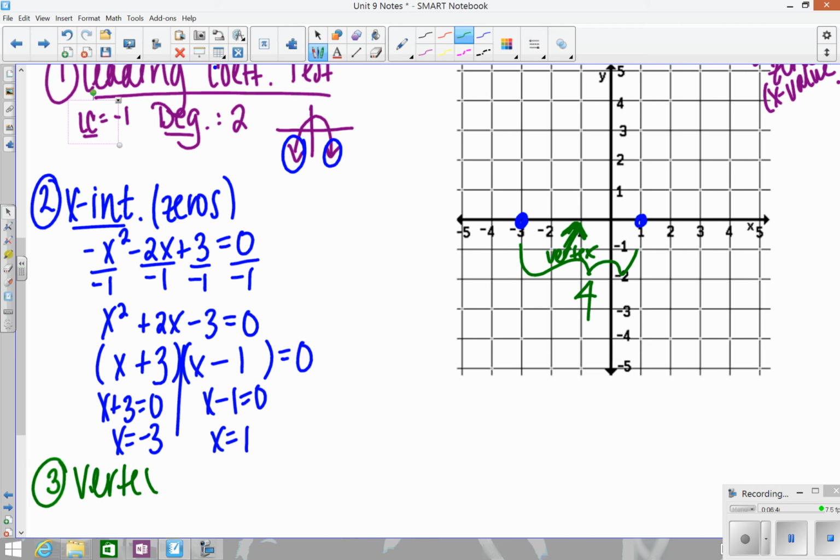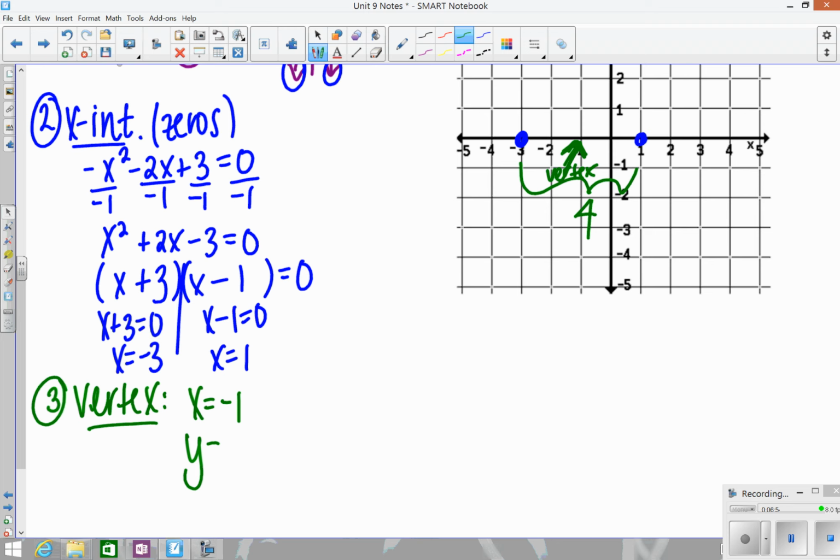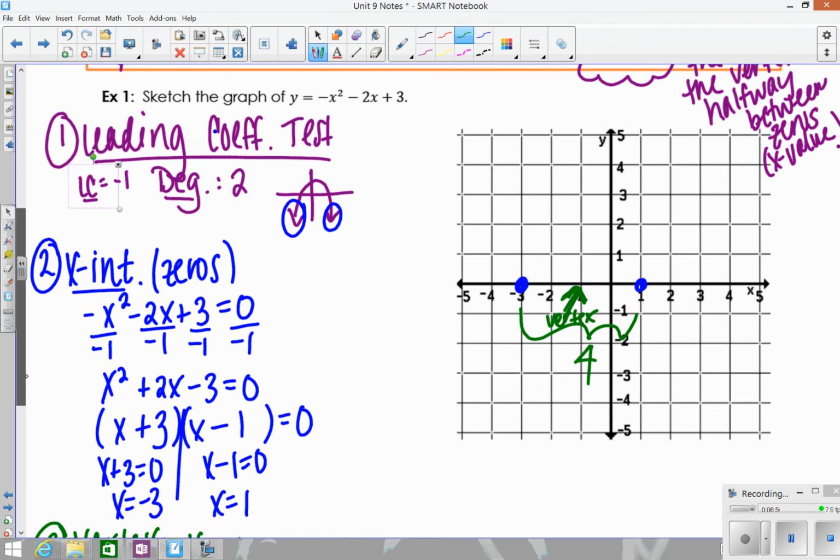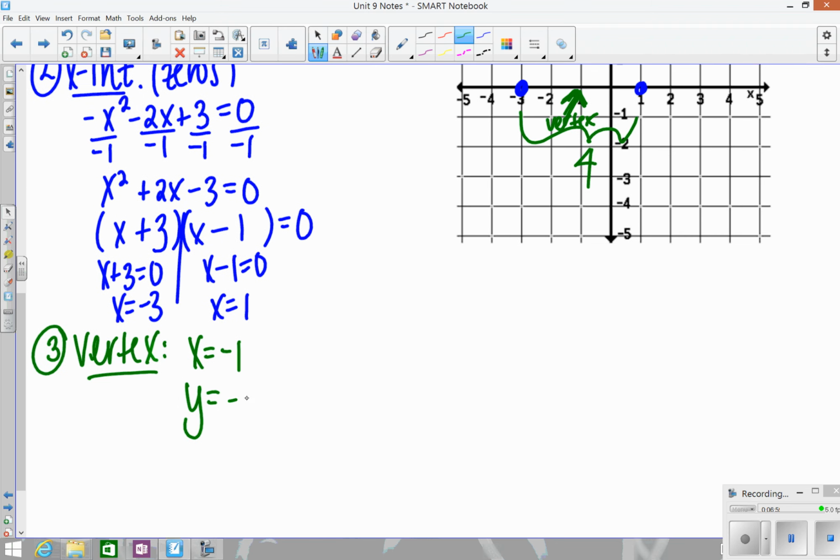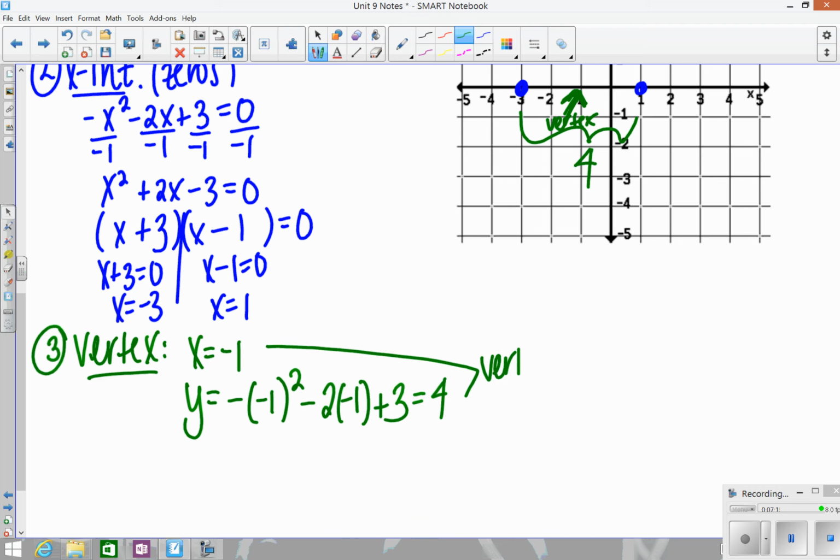So it occurs at x equals -1, but I have to find the y value. So to find the y value, you're going to take -1, you're going to go back up to your equation, and you're going to plug it in. And remember, when we plug into equations, we plug in using parentheses. So I plug in, and then I evaluate that. So we get 4. So that tells me my vertex is -1, 4. Now, if you use that -b over 2a formula, you would have gotten -1.